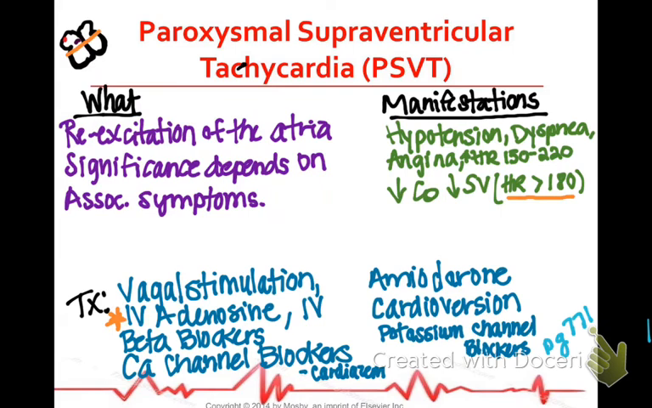And then potassium channel blockers. Again, I wrote your 771 are your anti-dysrhythmic drugs. It's got your amiodarone, all of these listed. Your adenosine is listed on this 771 as well.